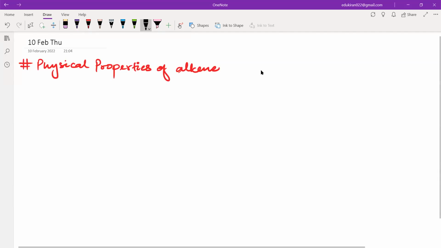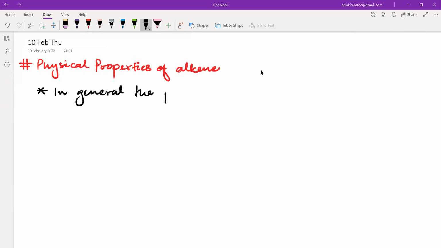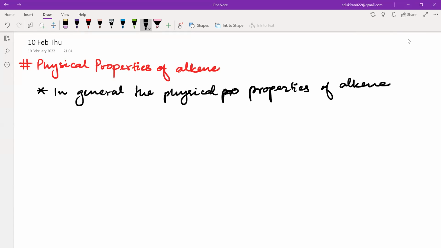Physical properties of alkene. In general, the physical properties of alkene resemble that of alkanes.